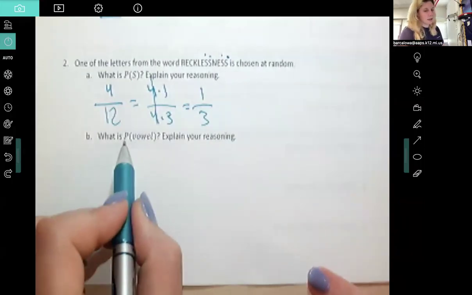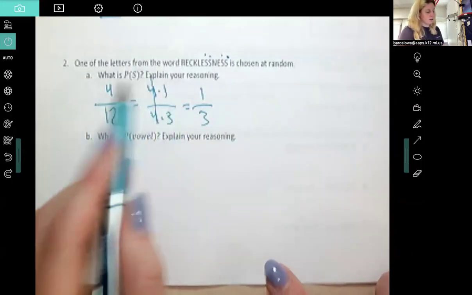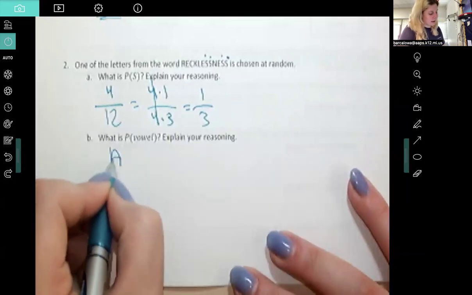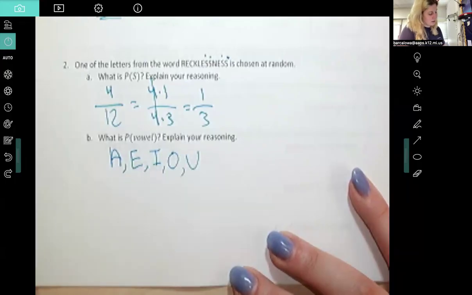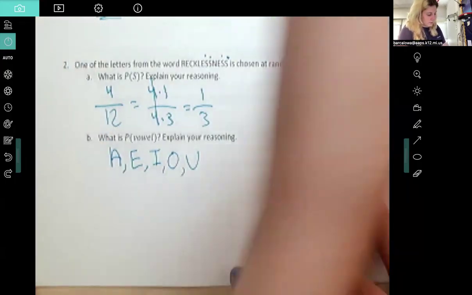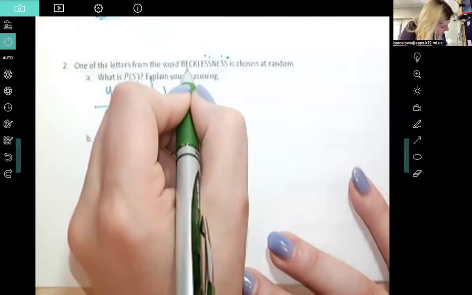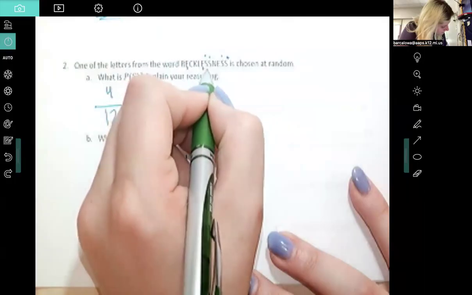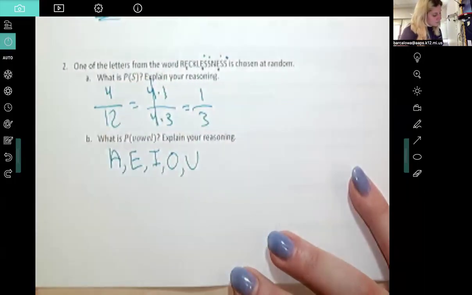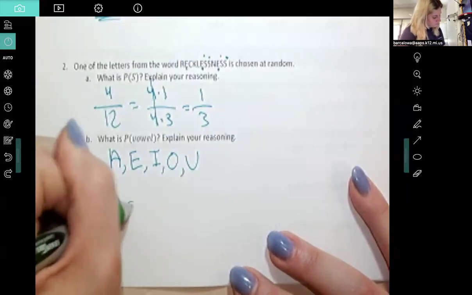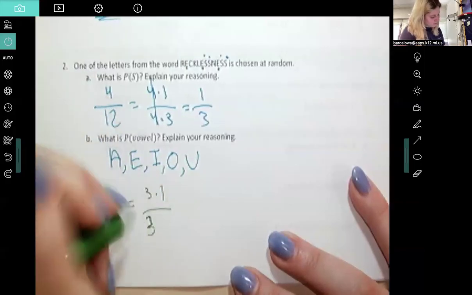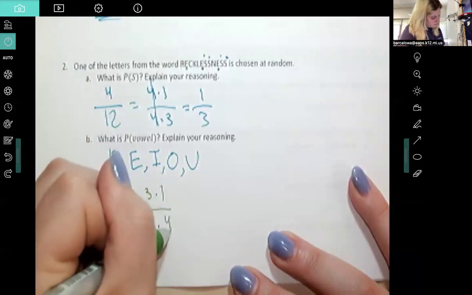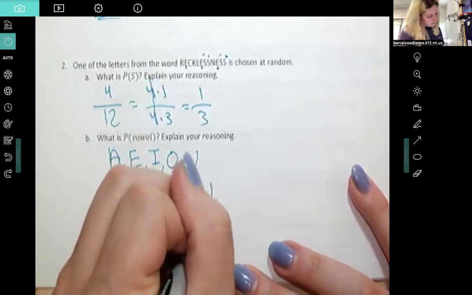What is the probability of the letter chosen being a vowel? Our vowels are A, E, I, O, U. Let's count all our vowels. I'm going to do it in a different color, or maybe I'll do it underneath. 1, 2, 3. Looks like 3. Let me be really certain. I'm looking really close. Okay, 3 out of 12. Again, I know 3 times 4 is 12, so cancel out the common factor. 1/4.